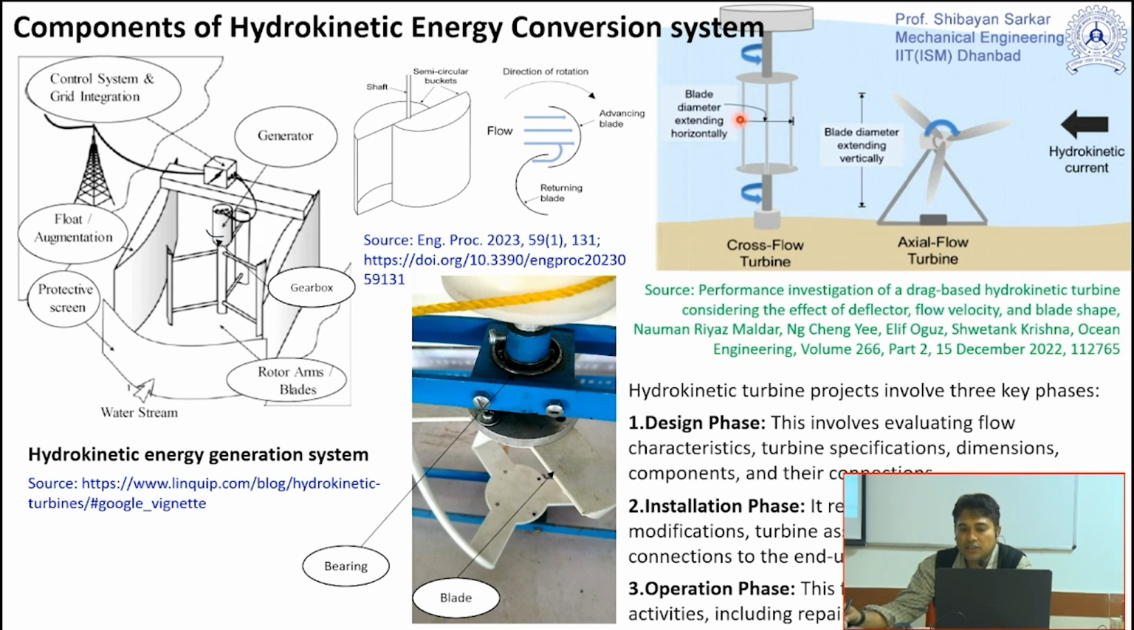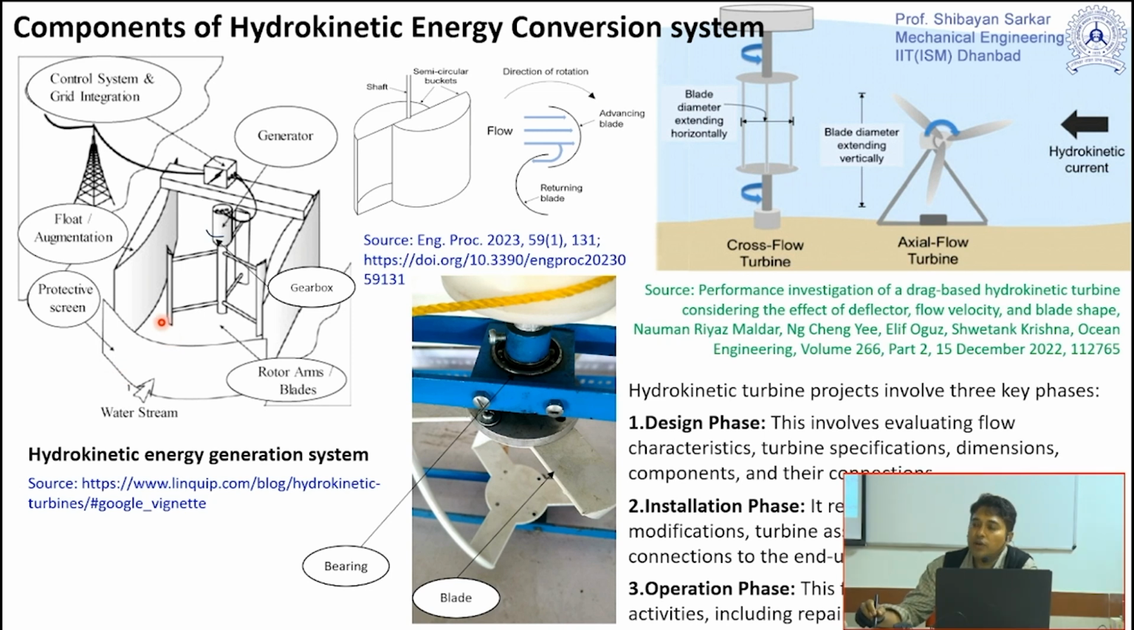The difference between these two: this particular turbine's shape is vertical axis, and this particular turbine is horizontal axis. So this is called a horizontal axis turbine, this is called a vertical axis turbine. In this particular figure, this is also a vertical axis turbine. In this particular picture, this is also a vertical axis turbine. There are a few advantages and a few disadvantages of the vertical axis turbine as well as the horizontal axis turbine.